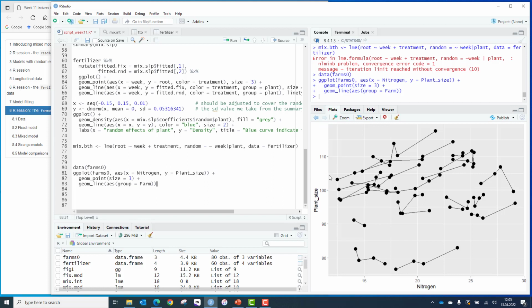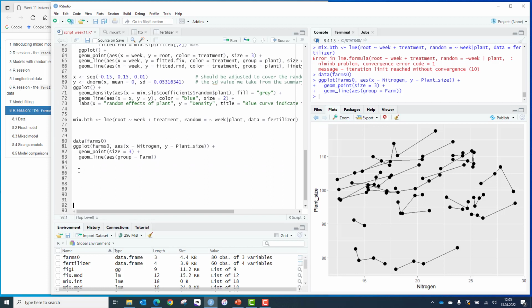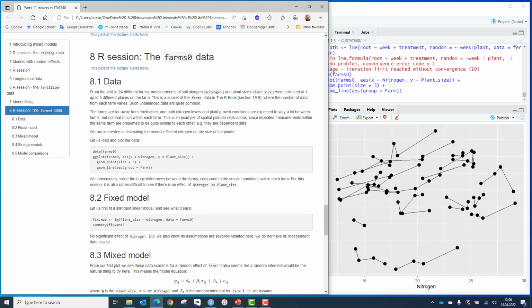And actually the farm is not really of interest to us, because we consider these 24 farms just a random sample of 24 farms from all the farms we could have visited, right? We are not interested in these particular farms, but we are interested in the effect of nitrogen on plant size.